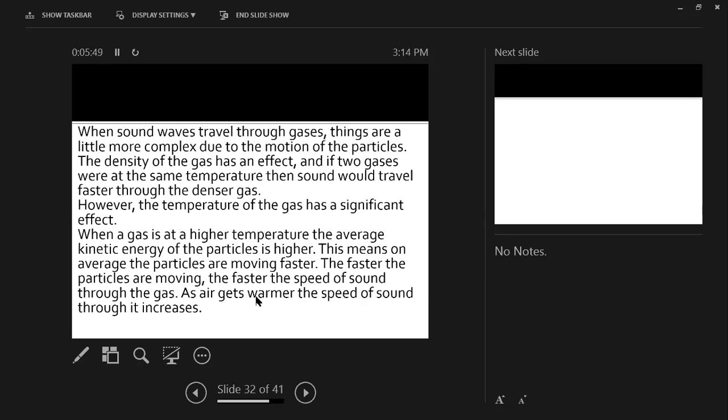Why? Because remember, when you hit something, the material will gain kinetic energy. When a material gets kinetic energy, it is going to get faster. Remember, gaining kinetic energy means getting faster. So whenever a gas has high temperature, the speed of the sound is going to be faster.